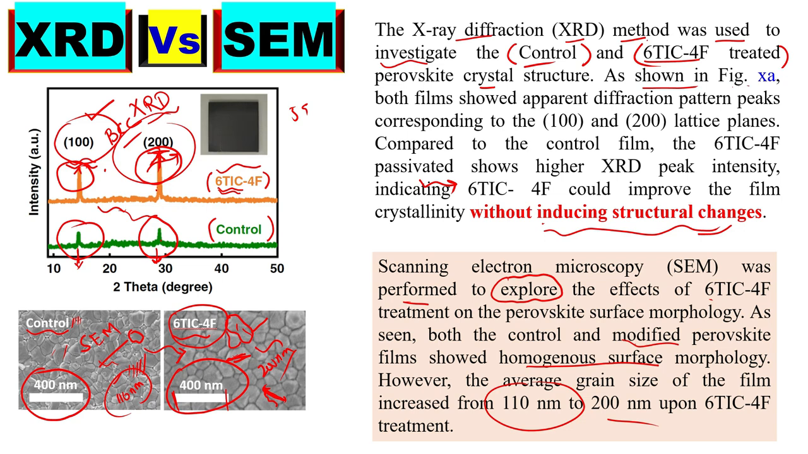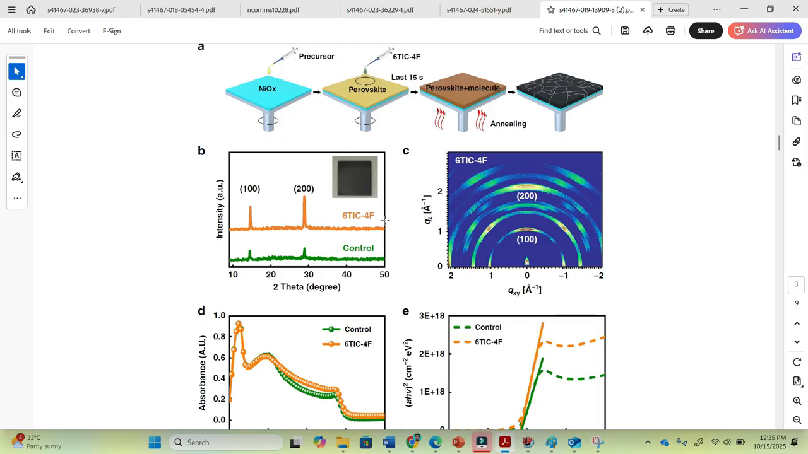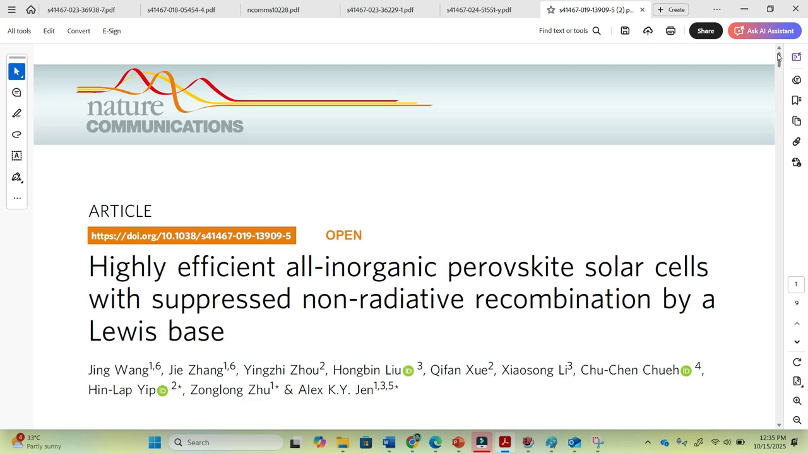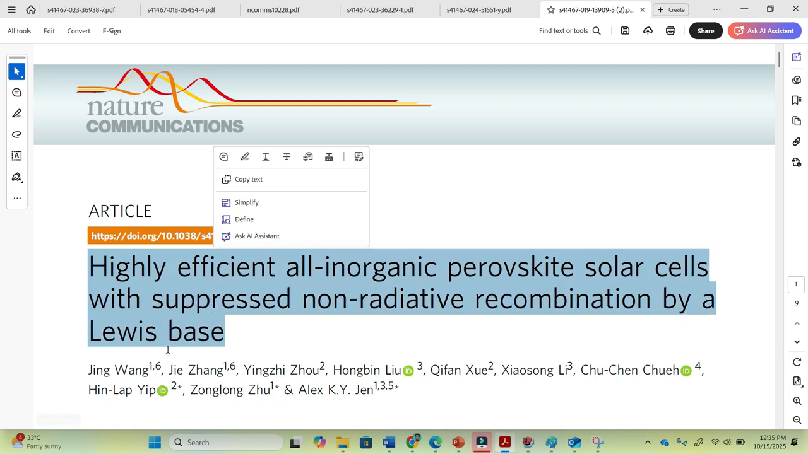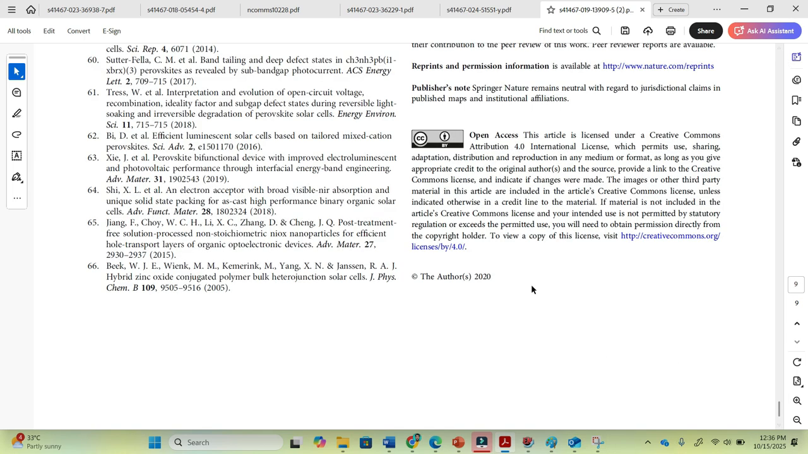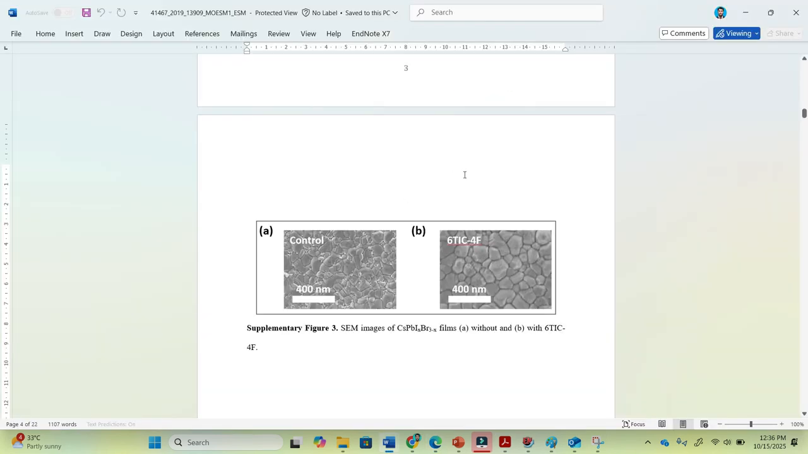The data I took from an important paper. This is the paper I took the XRD data from, and this paper was published in Nature Communications. This is the title of the paper, by Jing Wang et al. in 2020, and this paper is published under the Creative Commons license 4.0, and this is the link to the license. And the SEM graph I just took from the supplementary information of that paper.